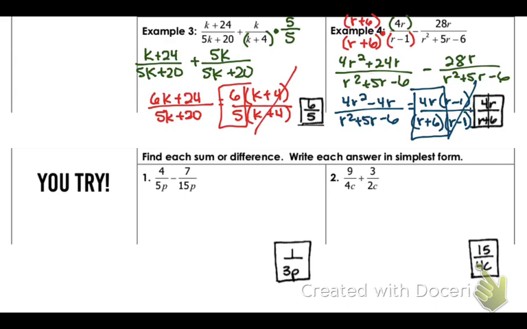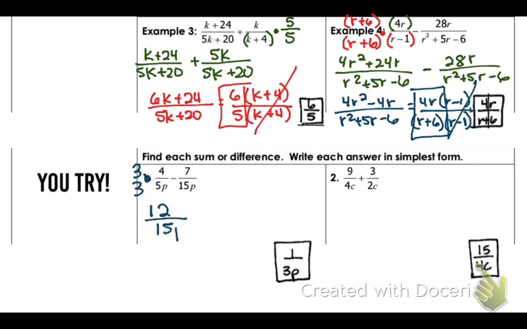Alright, let's move on. Number 1 and 2. I'm only going to do number 1. You guys can do 2. It says find the sum or difference. Write each answer in simplest form. So same thing. I can't subtract these because that's a 5p, that's a 15p. It's easier to change this 5p into a 15. In fact, that's the only way to go. So I'm going to multiply this by 3 and 3.